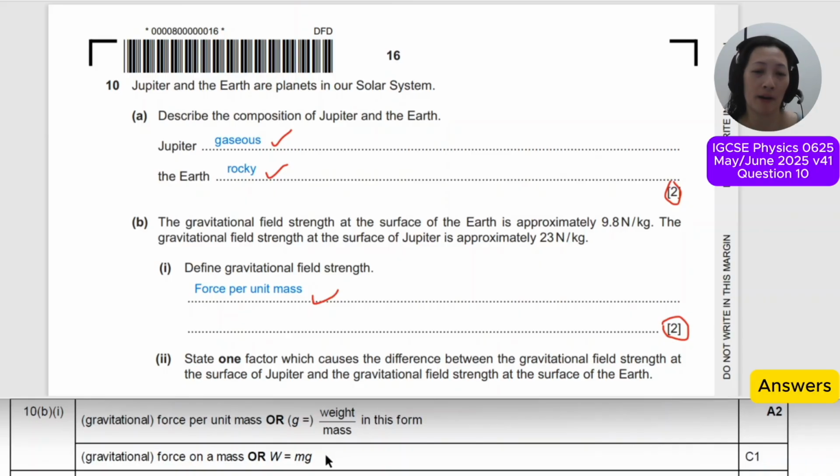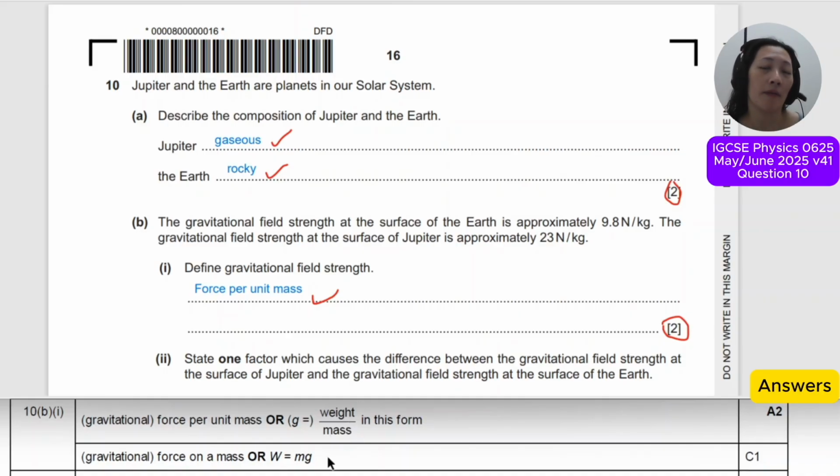Now some students may argue, isn't W equals mg and g equals weight over mass pretty much the same thing, just rearranged? Yes, but as you can see in the mark scheme, they told you that the 2 marks is only awarded if you wrote the equation in this form. And that's because this equation shows that g is the subject. So g is defined as weight divided by mass.